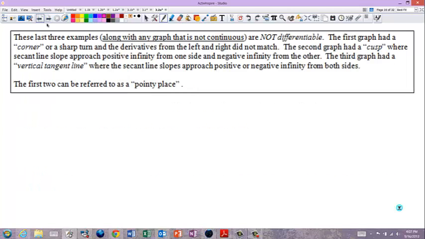Alright, picking up where we left off with derivatives and where they are and are not differentiable.